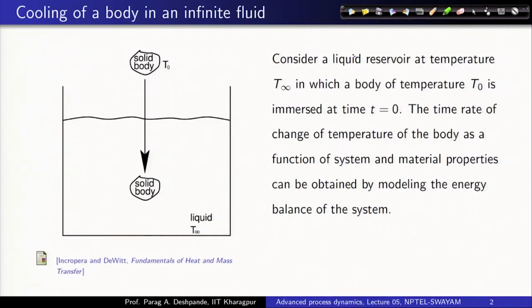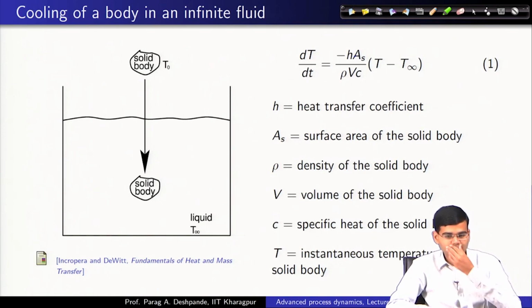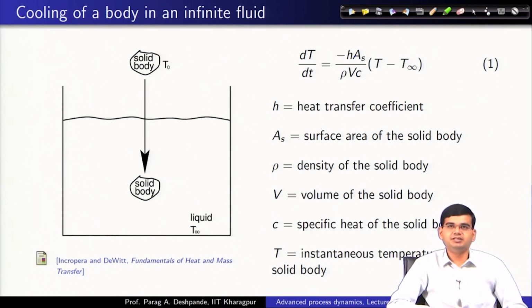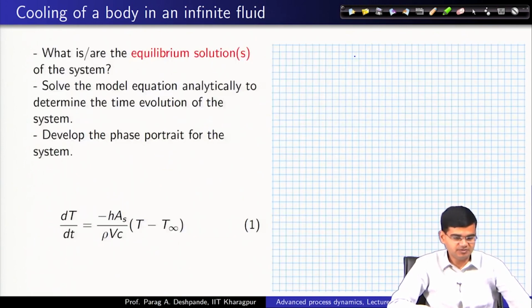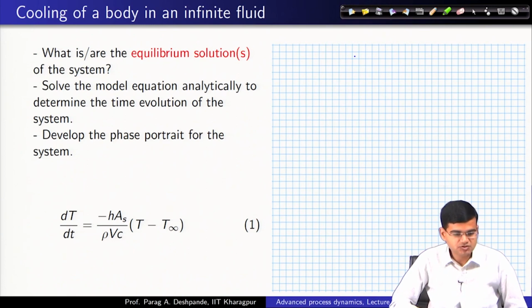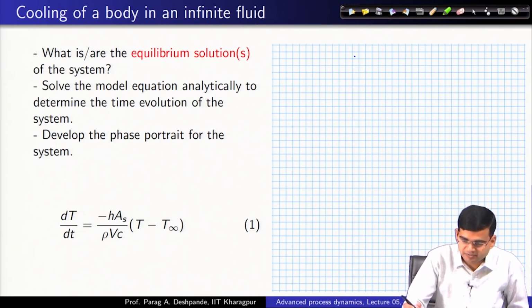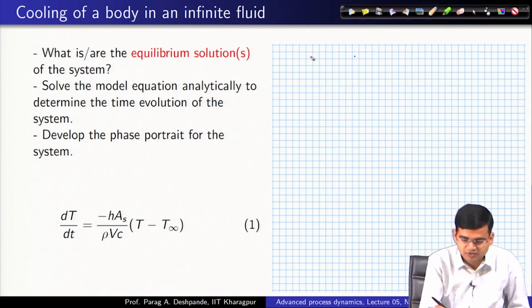Okay, so let us continue our analysis of cooling of a body in a reservoir. We took the problem in which we had a solid body initially at temperature T0, immersed in a reservoir of constant temperature T infinity. We determined the model equation as dT/dt = -hAs/(rho V c) times (T - T infinity), and solved some problems in which we were asked to give the equilibrium solutions or equilibrium temperatures. Let us quickly see what we arrived at.